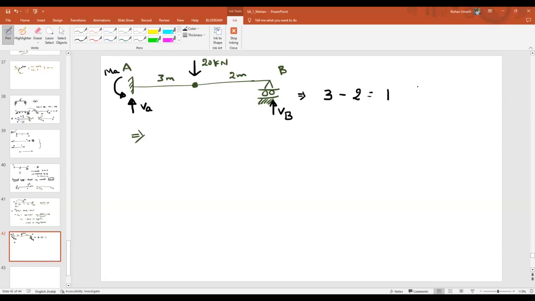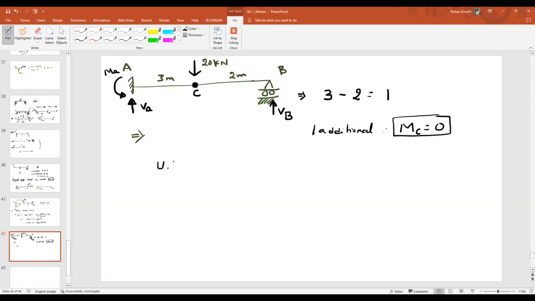But we are having a hinge at point C, isn't it? Yes, sir. What is the property of the hinge? If there is a hinge, then there won't be any internal moment. Moment is 0. That means we are having one additional equation. What is that equation? Moment at point C is equal to 0. If the internal moment at point C is equal to 0, this is your one additional equation.